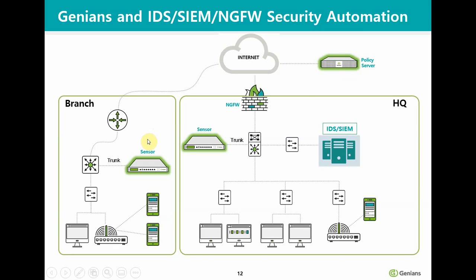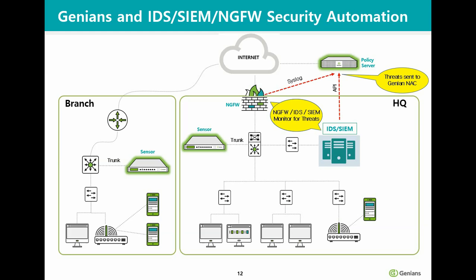Genian NAC network sensors are distributed across the network at the appropriate location to perform enforcement. There is typically a next-gen firewall and/or IDS SIEM on the network monitoring for threats and vulnerabilities. As these systems detect either vulnerabilities or threats, notifications can be sent to Genian NAC using options such as syslog or API. The Genian NAC policy server then will instruct the sensors to perform enforcement on the network.